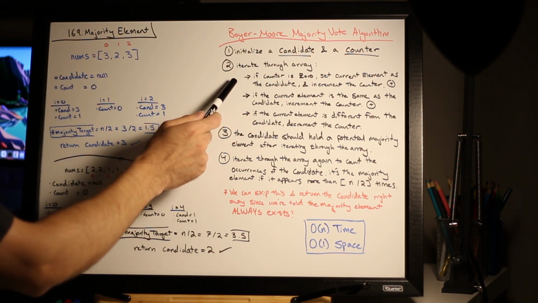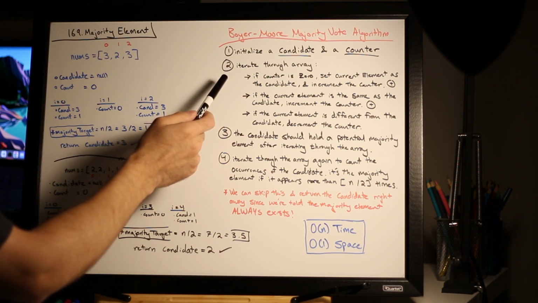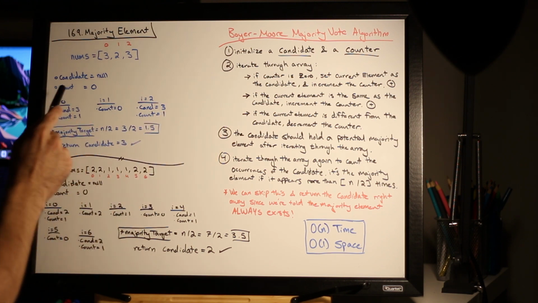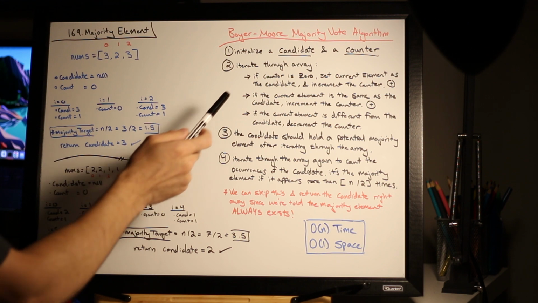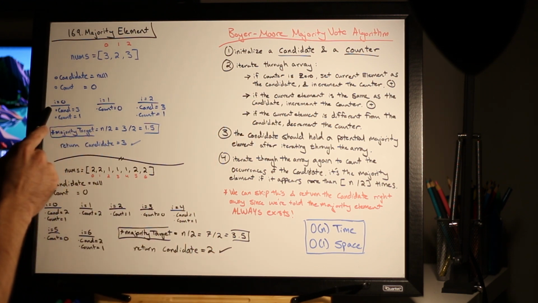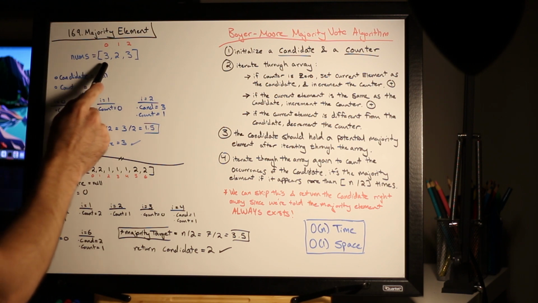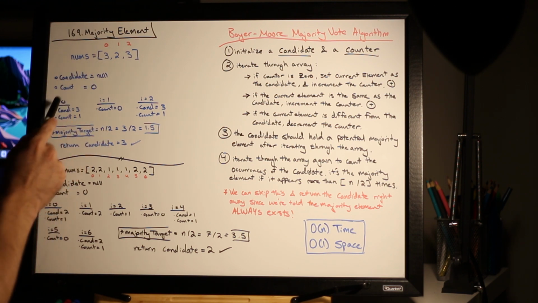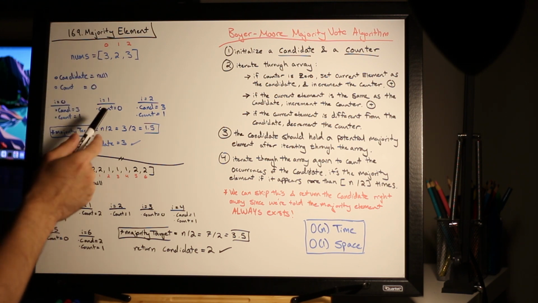The first case is going to be struck when we start this. So if the counter is 0, which it is, right, that's what we initialized it to, we're going to set the current element as the candidate and we're going to increment the counter. So I set the candidate as the current element, which is 3, and I've incremented the counter by 1. It was 0 and now it's 1.